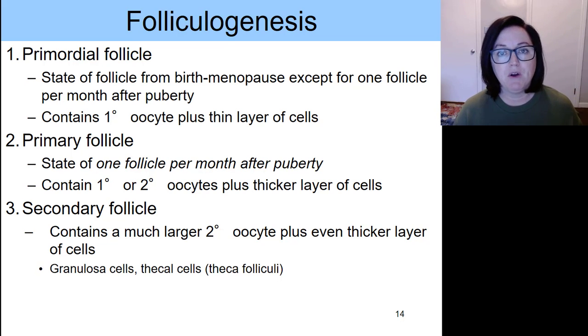Next, that primary follicle will develop into a secondary follicle. Basically, this is very similar to a primary follicle, but just bigger. The oocyte is bigger, and the layer of cells surrounding the oocyte have multiplied, and that layer of cells is even thicker. At this point, we can definitely identify unique cells in the follicle, such as the granulosa cells and the thecal cells. Thecal cells are also known as theca folliculi cells.